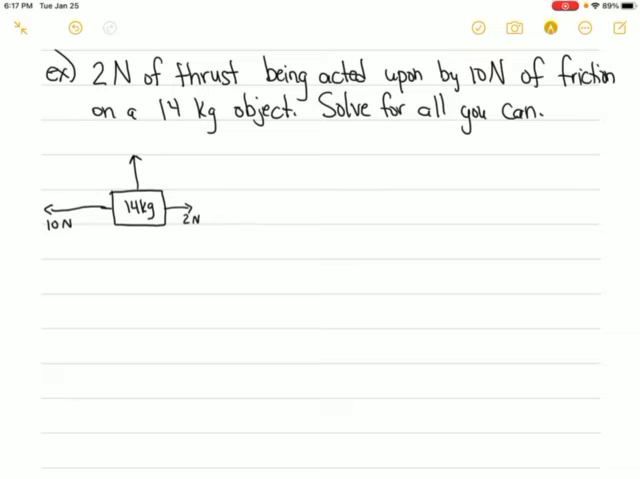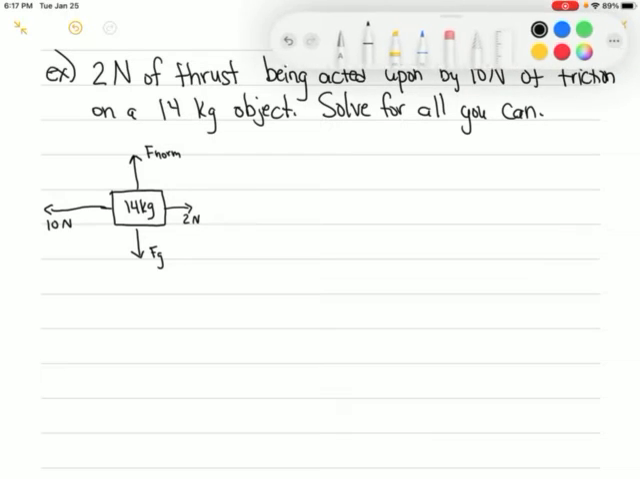Don't forget, we also have our norm, and we also have F of gravity. So we want to add them to the free body diagram as well. Remember, the norm is going to be the support force on there. Now that I have that, the first thing that I'm going to do is solve for gravity on that.